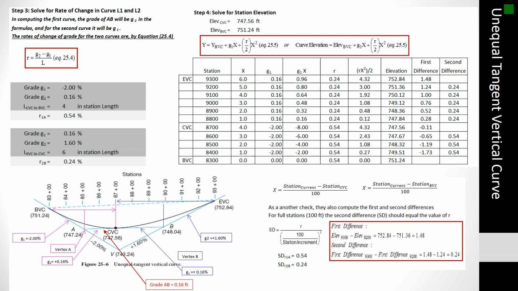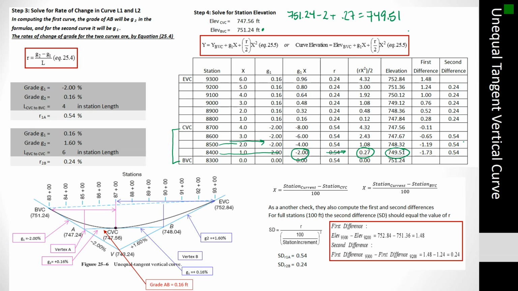I'll take a look at this row right here. Okay, so since I'm working from the BVC to the CVC, I'm going to use the 751.24. 751.24 plus the G1x, minus 2, plus the R over 2x squared, 0.27, is going to give me 749.51. Okay, let's take a look at the next one.